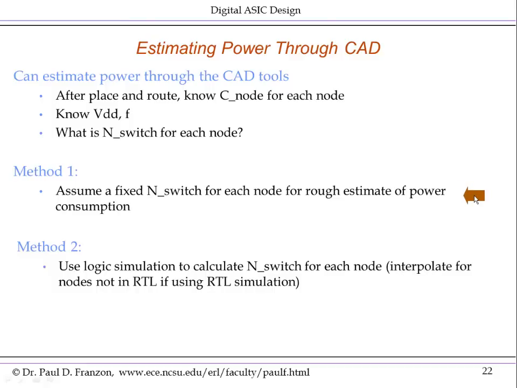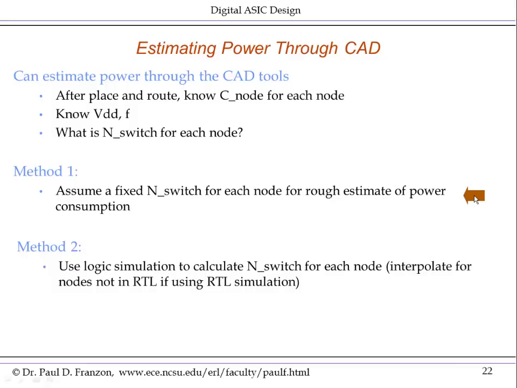One method, and it's fairly quick and simple and easy, is to just assume a fixed N switch per node for each node to get a rough estimate of power consumption. And in fact, there are tools that support this. The nice thing here is this is quite a quick and easy calculation, but it's wrong.